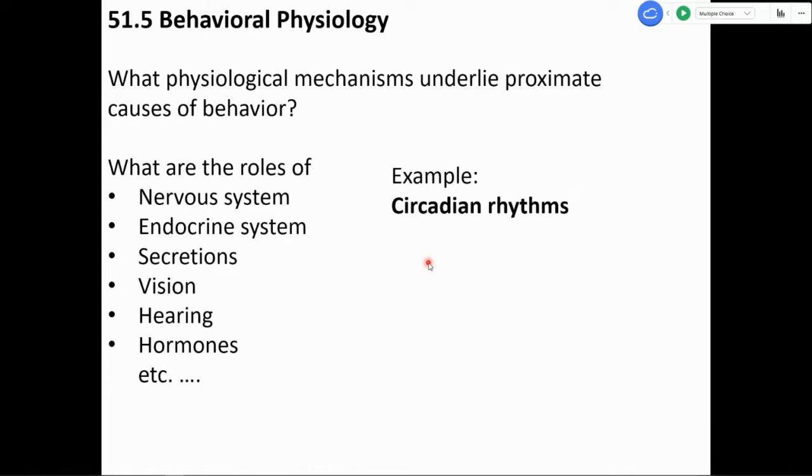Okay, so behavioral physiologists. This is another discipline of exploring behavior. They are interested in what physiological mechanisms underlie proximate causes of behavior. Proximate causes means, when you open the hood and look under the hood, what is actually driving those behaviors? We talked about genes, for example, as being involved in that. But what are the roles of things like the nervous system and the endocrine system? We talked about hormones, vision, etc. And what we're going to do is talk about circadian rhythms as an example of this.